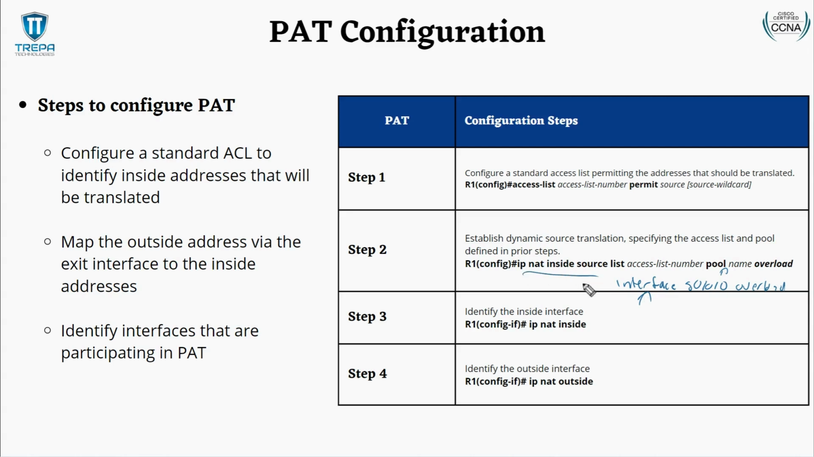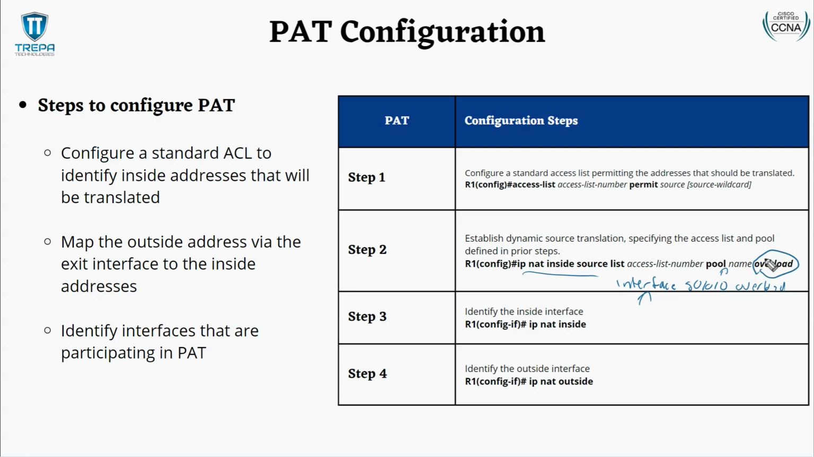The key word here is overload. This is what enables that PAT function. That's what enables it to do port address translations instead of just that standard one-to-one NAT mapping private to public. Now we're bringing in the port numbers to create unique sockets to allow one public IP to be used for many private IPs.